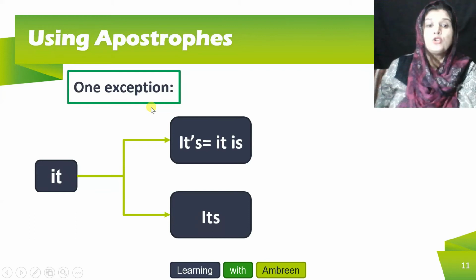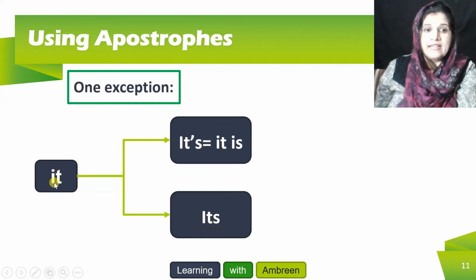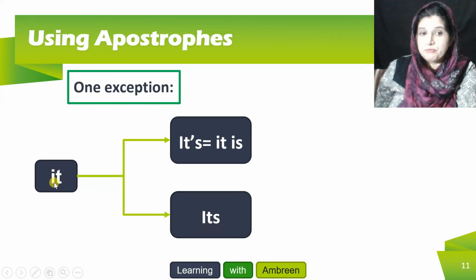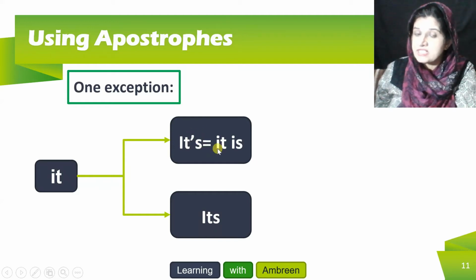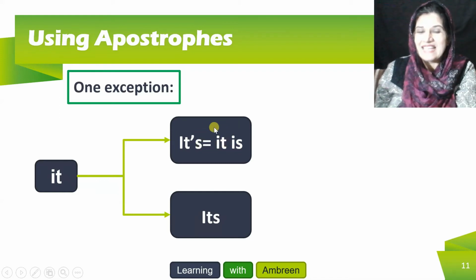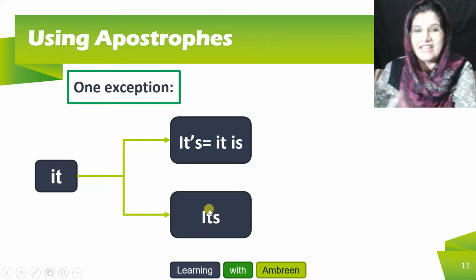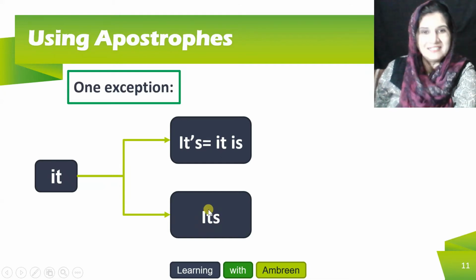One exception. You need to understand this one exception, that whenever we want to show possession and we say its, here we are not separating it through apostrophe. We are only saying its, right? But if we add apostrophe s, it is not showing possession here. It is, it is, right? So it would be pronounced as it is, but if you want to show the possession through it, you will say its and you will not add apostrophe. Never forget this rule and never be confused about it, right?